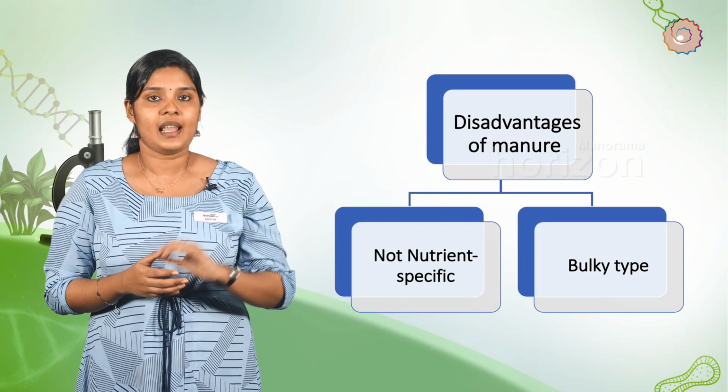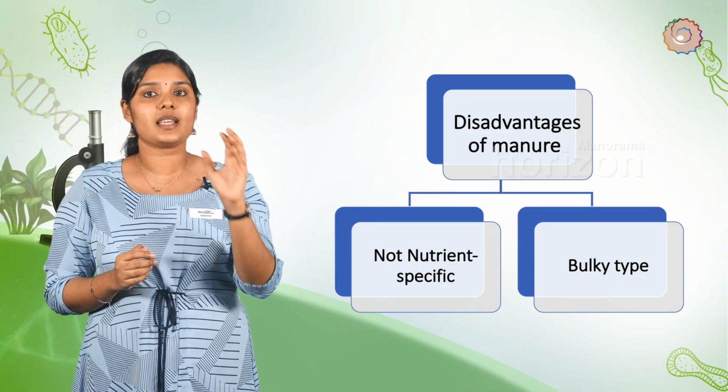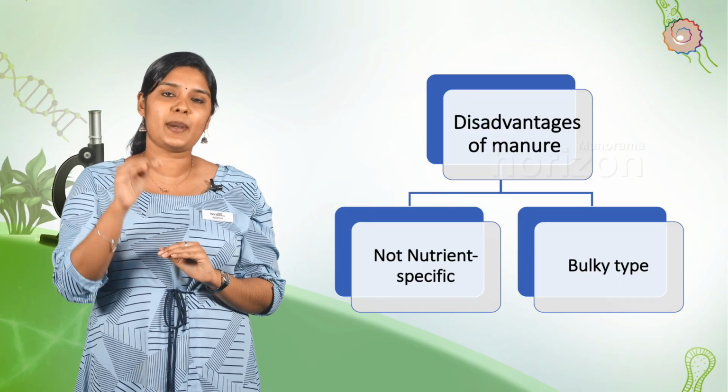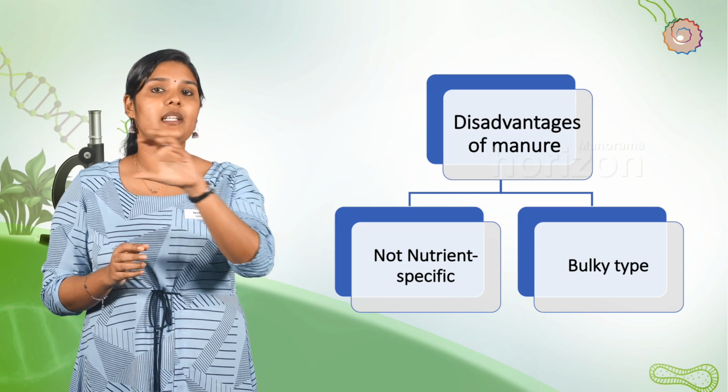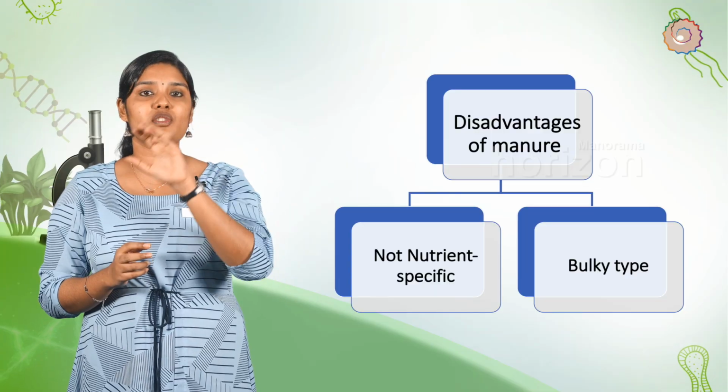Disadvantages of manure. Manures are not nutrient specific. For this reason, manures are not of much help when a specific nutrient is required for the particular crop. Manures are bulky, so it's not convenient to store and transport manures.